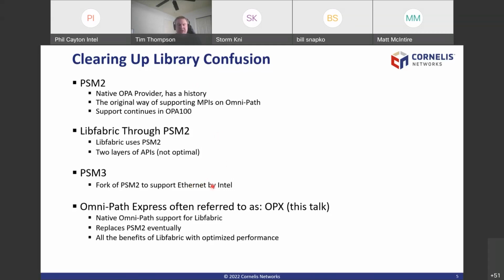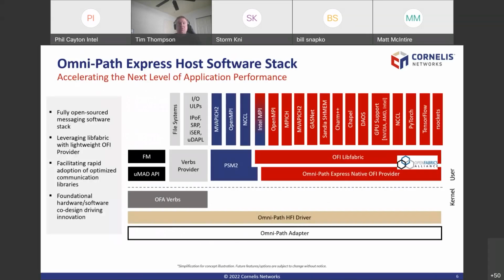PSM3 was released, I don't know when, maybe a couple of years ago, and it's a fork of PSM2, but I believe it's targeted against RoCE and some of the more advanced Intel Ethernet products out there. That provider is maintained by Intel, and I've never actually run it before. PSM2 is maintained by Cornelis Networks, as well as OPX. So I just wanted to bring that up.